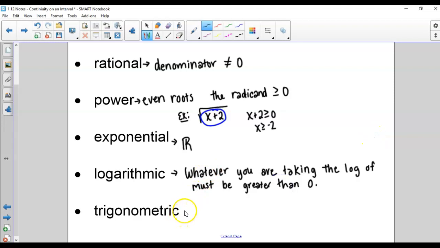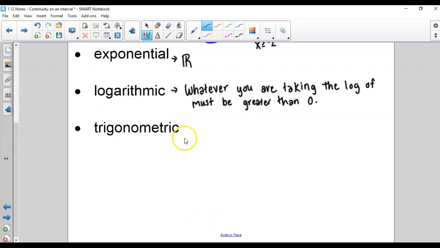And then the last one, we're going to list these separately. Sine is all real numbers. Cosine is all real numbers. And then for tangent, we'll recall, I'm going to just go ahead and write this. Tangent is sine over cosine. So cosine of x cannot equal 0.